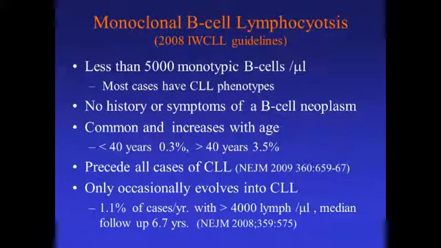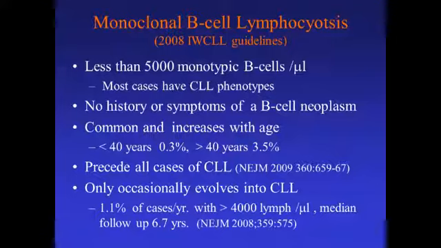Monoclonal B-cell lymphocytosis, I'm going to wrap up here quickly. As I mentioned, I was going to come back to this. This represents a diagnosis you can make if you've got less than 5,000 monotypic B cells per microliter, which, as I mentioned, may get revised upward, because this 5,000 cutoff is arbitrary and doesn't really identify patients who are going to necessarily go on and need treatment.